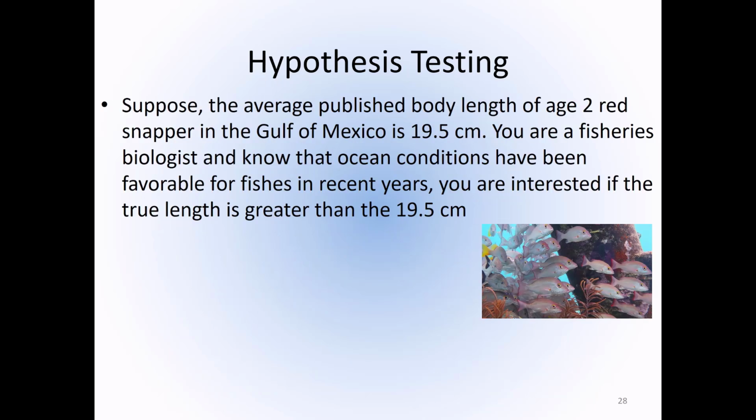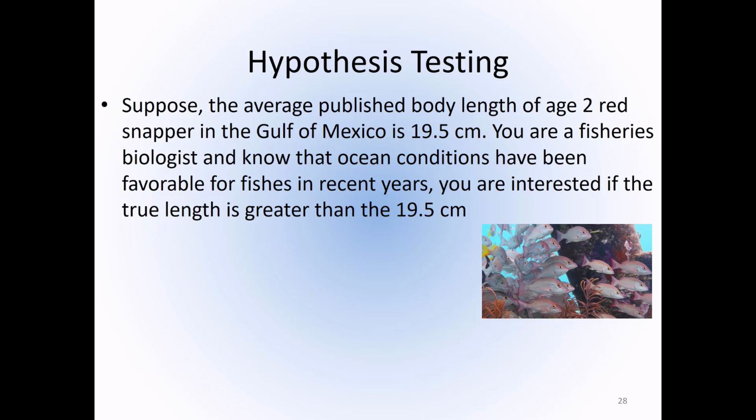So let's think about this in a more tangible example. So let's say that we are studying red snapper in the Gulf of Mexico. Based on published data, the size of age 2 red snapper in the ecosystem is 19.5 centimeters. This is published and well known. But we've been working out in the Gulf of Mexico recently, and the conditions have been really, really favorable for the growth of fish. Maybe there's more food, maybe temperatures optimal, maybe fewer predators. And we're interested if the size of these fish at age 2 is actually greater than what the published value is. This is oftentimes something that we do in science.